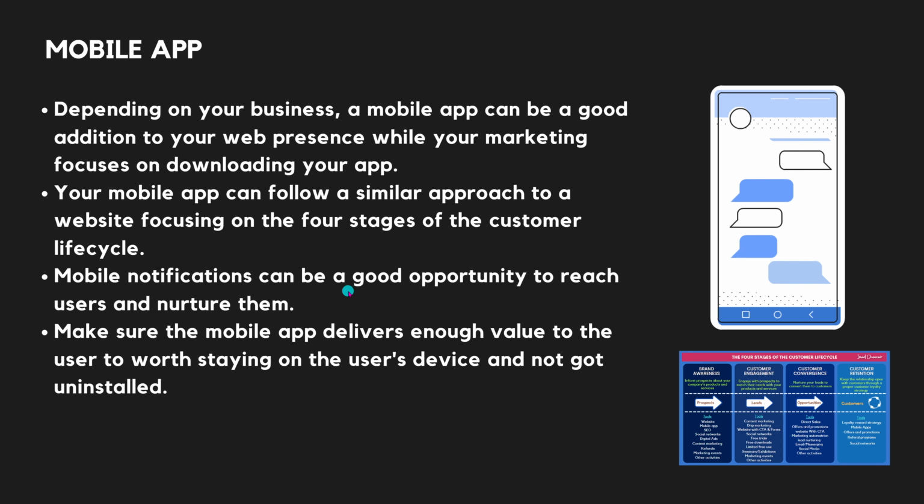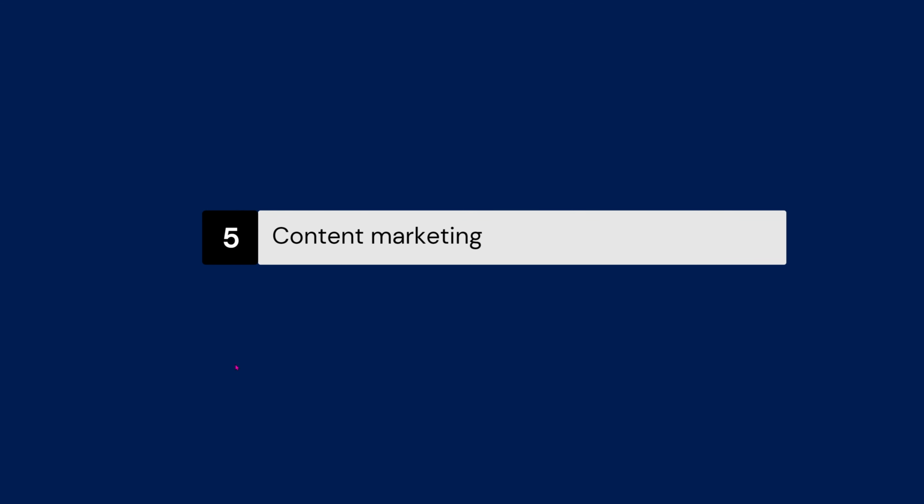Mobile notifications can be a very good opportunity, different to websites. On websites, Google tried to have people subscribe to push notifications. I don't think anyone likes to be notified on a computer. But on a mobile device, a lot of people really keep the notifications active. So make sure the mobile app delivers enough value to the users so that, of course, they can keep it on their phone and they don't delete it. That was a quick session to highlight the importance of having a mobile application. And now let's go to the next part, which is about content marketing.